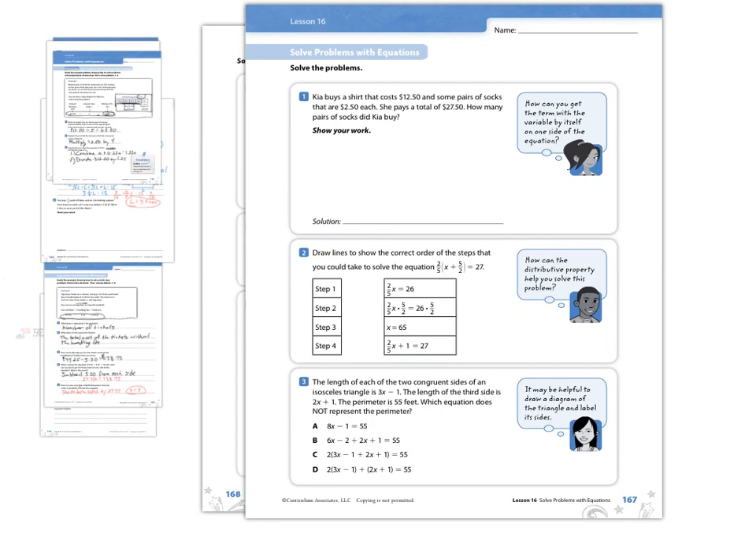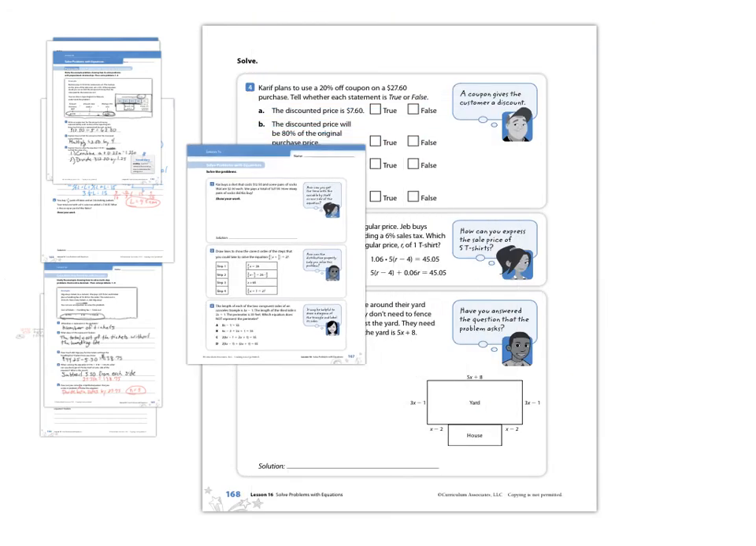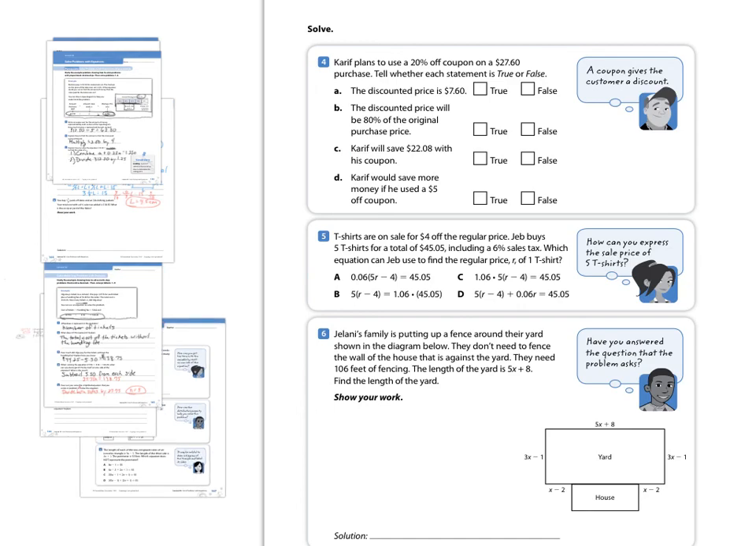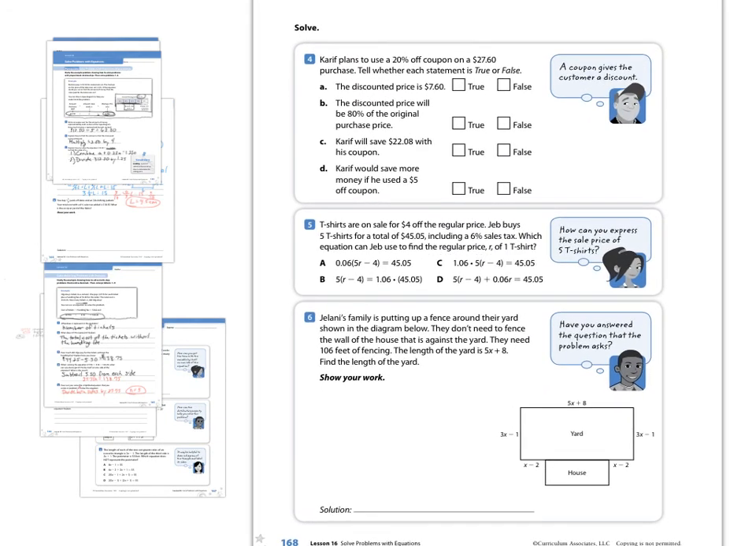Number three, please draw a triangle to represent this situation and then label the triangle to come up with your expression that would represent the perimeter. You're going to find the expression or the equation of those four choices that is not equal to the perimeter. Looking at number four, you will need to write an equation to figure out this situation to answer those four statements as true or false.